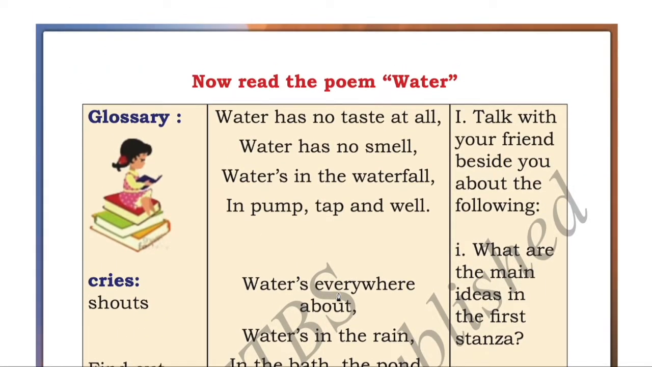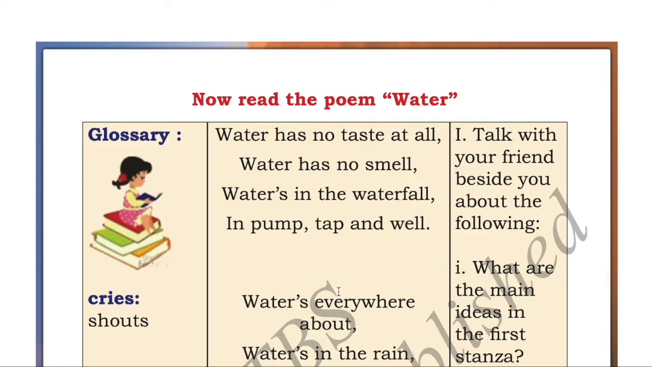Let's go through it line by line. So it's a very simple poem. What the poet is trying to say is he is describing water. So water doesn't have any taste or smell. And where is water found? Water can be found in waterfalls, in pumps, taps, and wells.